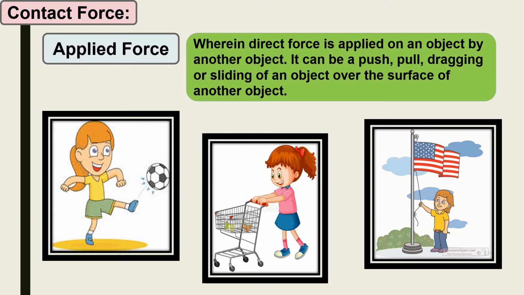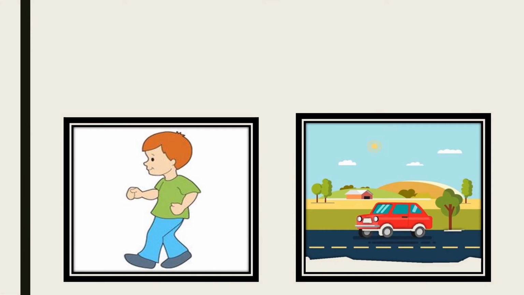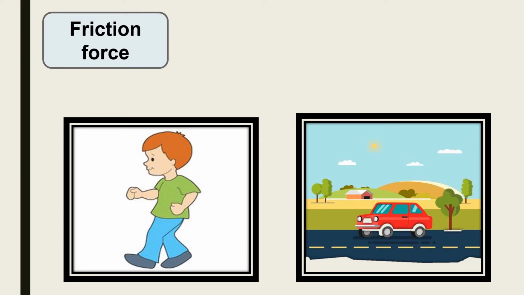So as you can see, if you apply the force to a certain object, it will move. Like kick the ball, push the cart, and pulling the platform. As you can see in these two pictures, the boy is walking and the car is moving. So that's what you call friction force. What is friction force? Friction force occurs when an object moves across a surface. It can slow down or resist the movement of an object.